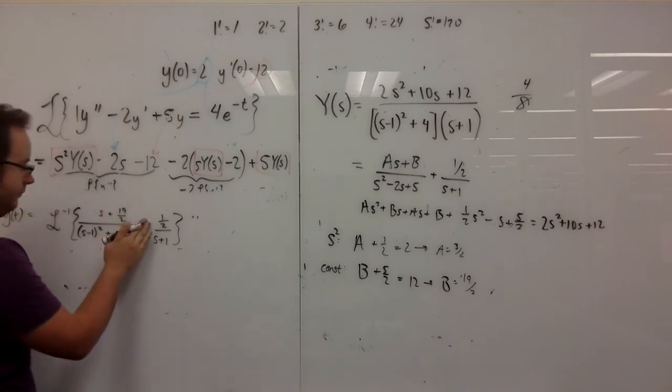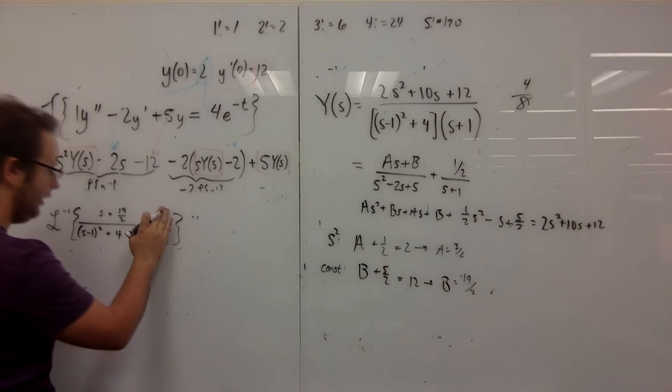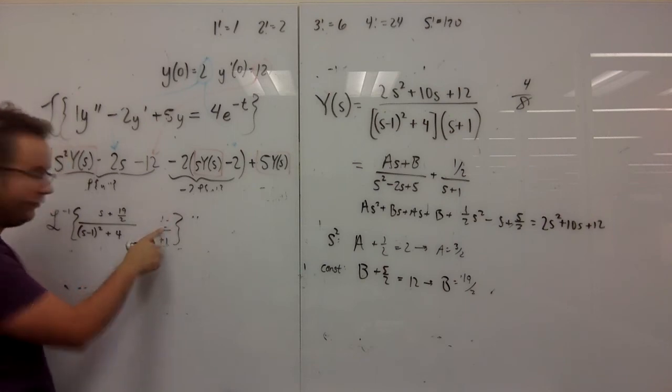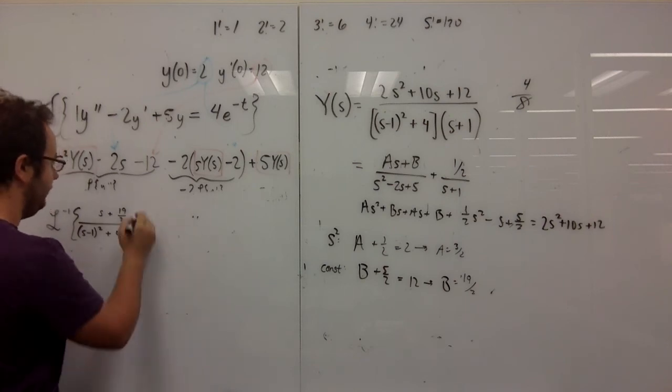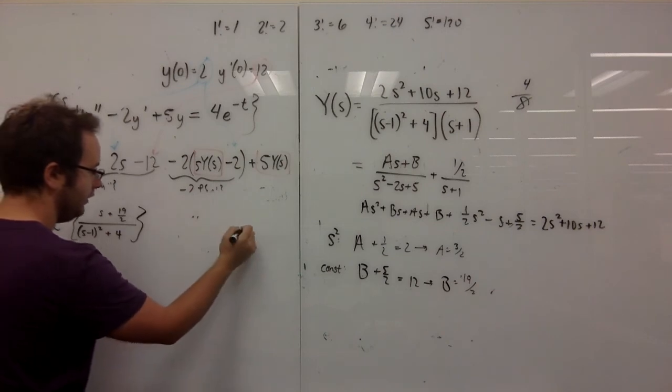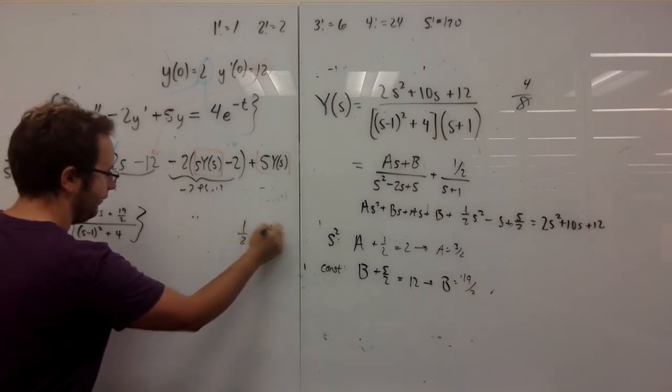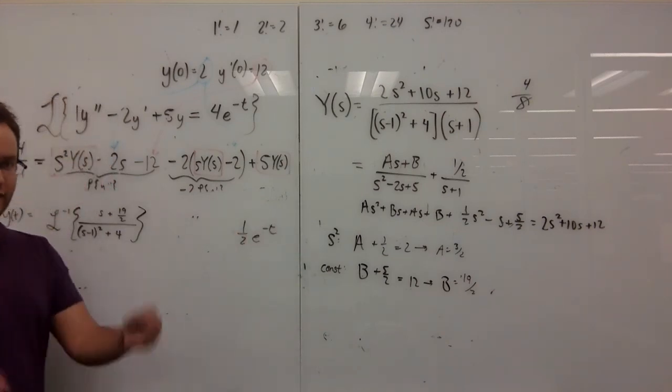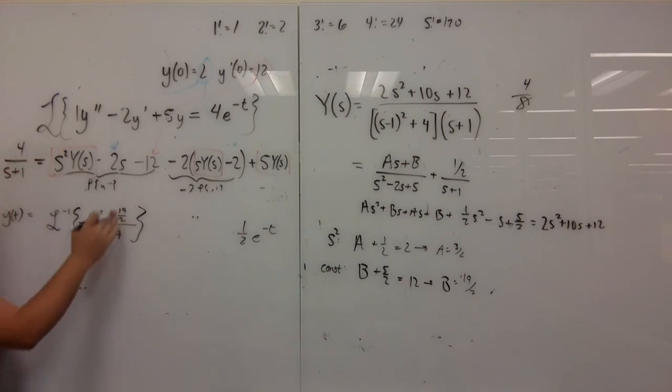Let's split this up. Actually, I want to go ahead and take care of the 1 half over s plus 1. I know that immediately to be 1 half e to the negative t, right? That was painless, quick, and easy. That guy's done. We have to take care of this, though. So I'm going to factor out the 3 halves. So watch very carefully here. I'm factoring out 3 halves. That means I multiply everything on the inside by 2/3.